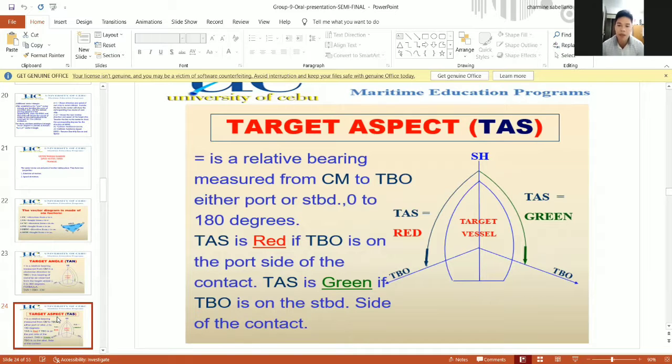TAS, or target aspect. It is a relative bearing measured from CM to TBO, either port or starboard, 0 to 180 degrees. If TBO is on the port side of the contact, target aspect is red. If TBO is on the starboard side of the contact, target aspect is green. Next slide, please.